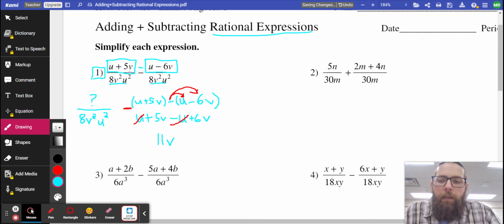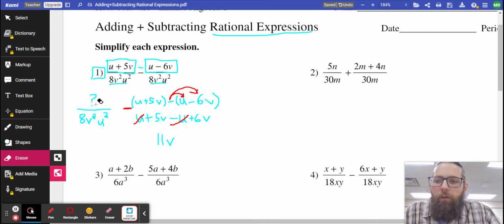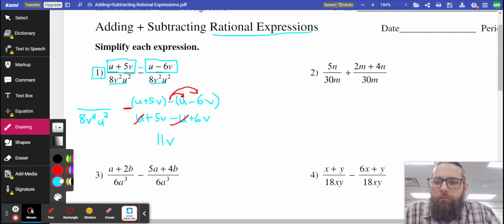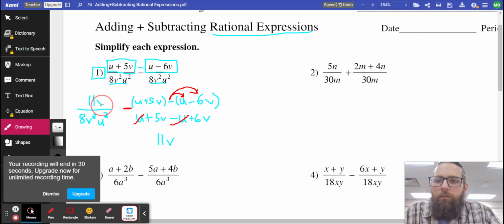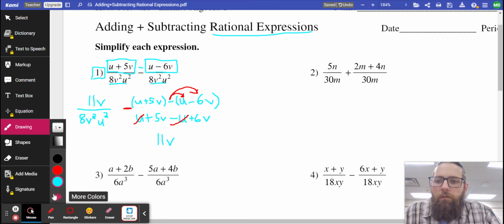So now I know that when I take the top two parts of these fractions and subtract them, I end up with the answer of 11v. That gives me the top of my fraction. And it's 11v. Awesome.